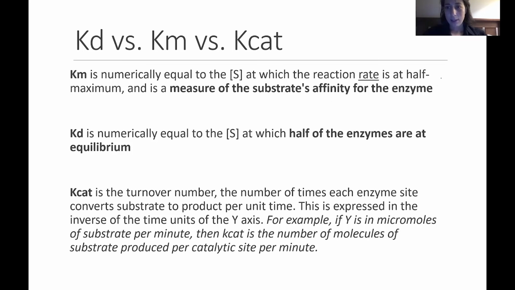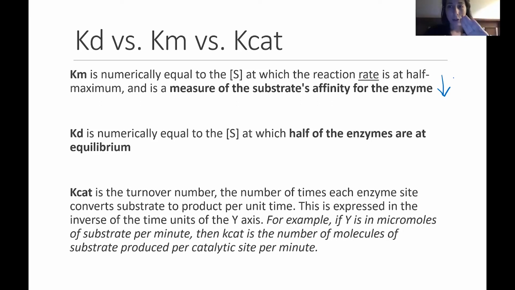The lower the Km, the more affinity the enzyme has for the substrate, because you just need less substrate around for it to react at a fast rate. So if it has good affinity, you need less substrate for the rate to be faster.